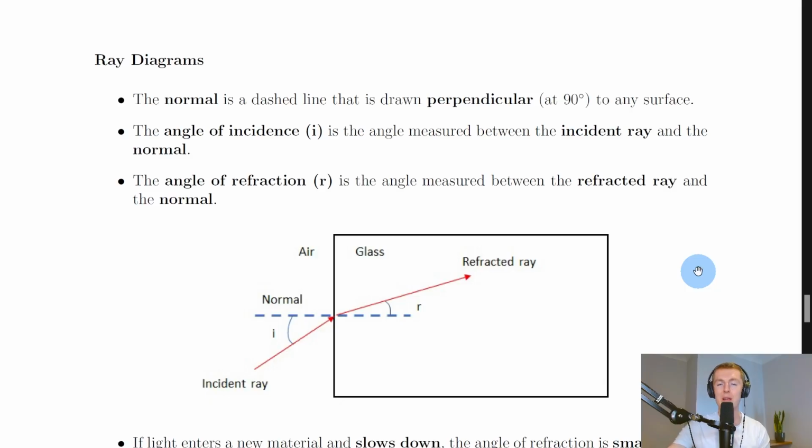Now again, ray diagrams were seen in the waves topic for National 5 Physics when you looked at refraction, but we're going to look at them again for Higher Physics. So a ray diagram, remember, is where we draw rays to represent light travelling.